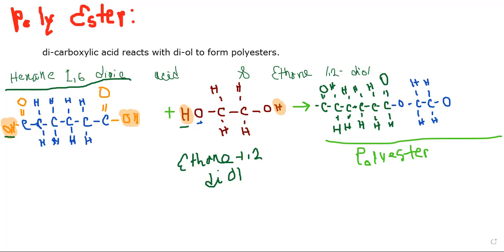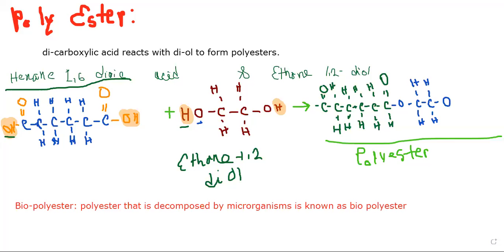Okay, so let us write it down, so it's going to be a better note for you. The definition for biopolyester is: polyester that is decomposed by microorganisms is known as biopolyester. Now a question may revolve in your head: from what are we going to make biopolyesters? Well, we can skip this question. Let us not focus on how we are going to make biopolyester.